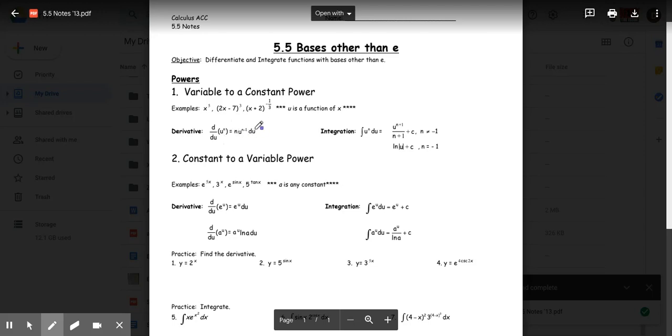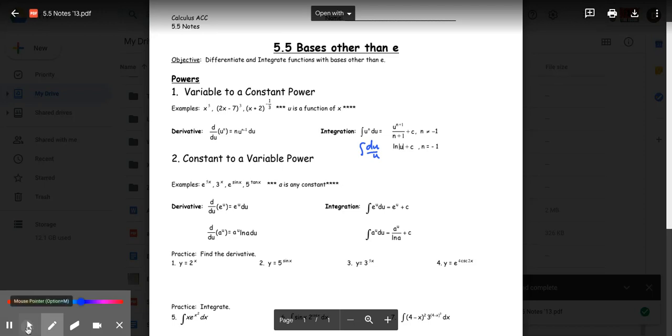How do we derive these? You take the power, bring it in front, leave the inside the same, subtract 1 to get the new power times the derivative of the inside. That's chain rule. How do we integrate these? Well, as long as n doesn't equal -1, you add 1 to the power, divide by the new power. If n does equal -1, meaning it's du over u, or u to the negative first, it becomes the natural log function. So this is just all a review of stuff we've done.